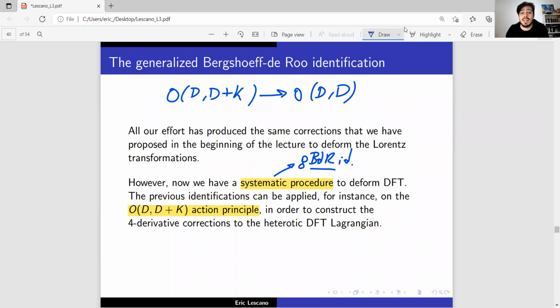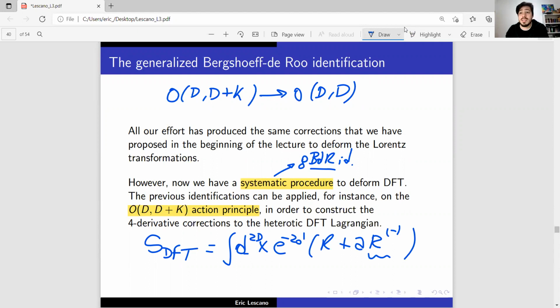We want the action of double field theory. We want to write this action as something like this, an alpha prime parameter, and a correction. These are four derivative terms over here. So we want to obtain these terms using first this decomposition and then using the generalized version of the Roux identification in order to remove the dependence on the gauge field. So this is the idea.